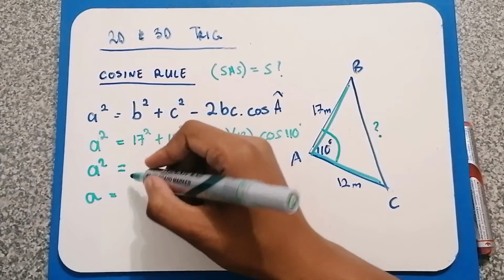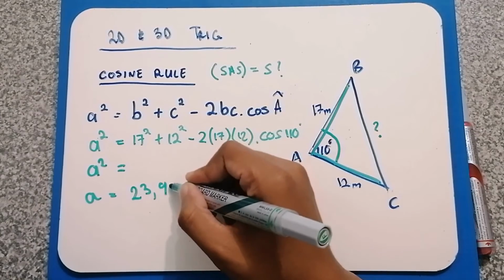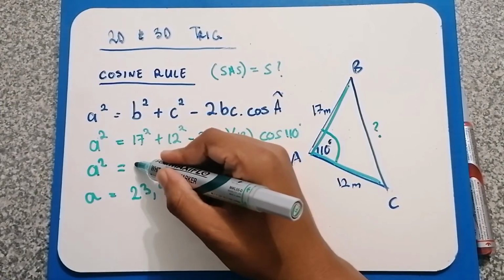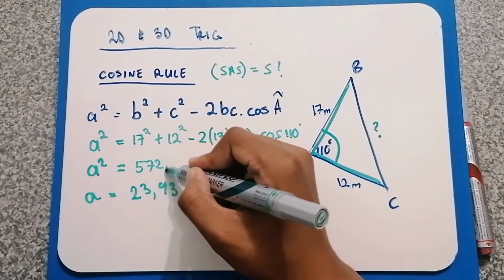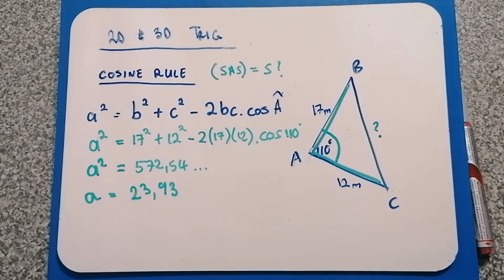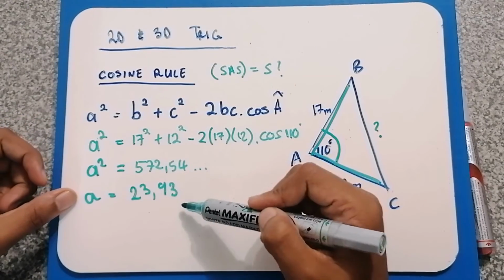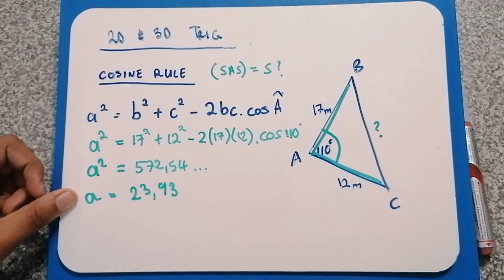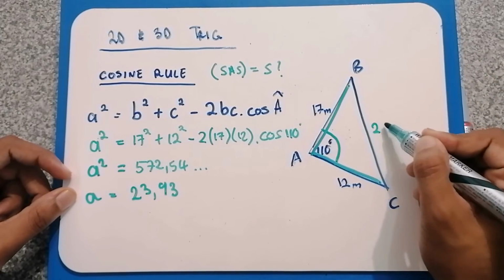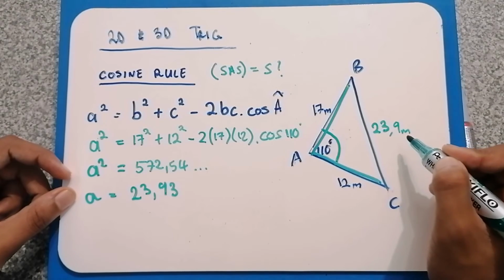So the answer is 23.9. Well, if we round off, it will be 23.9. So let me just get the previous answer. This one was 572,54. And so these decimals were important here, but once I took the square root on both sides, I can just round off my answer. And so this is how we can work out the length of the sides in a triangle.